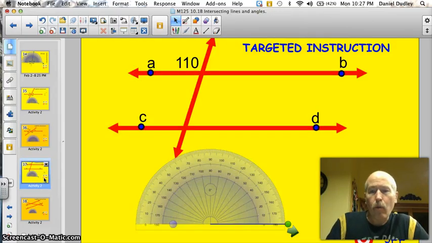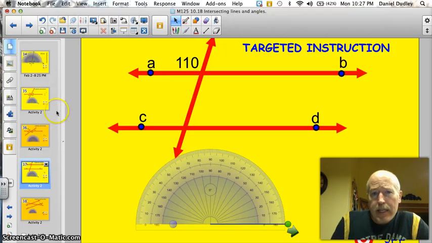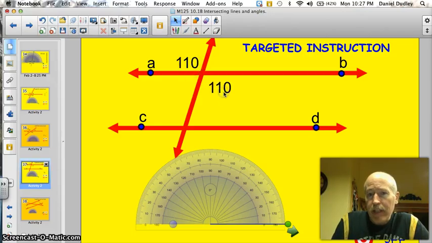But what if there are 2 lines? Well, watch how cool this is. These 2 lines, AB and CD, are parallel. When a line intersects them, watch what happens. This angle is 110 degrees, and this angle is 110 degrees, right? But check it out. This angle is 110 degrees, and yes, this angle is 110 degrees. Because they're parallel, the angles will be the same.